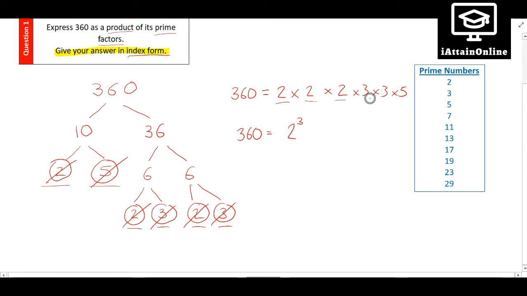And then I've got two threes, so that's going to be 3 squared. And then I've got one 5, which is just 5. You might see this sometimes written as 5 to the power of 1. It's unlikely. When I give you the question generator at the end, I wasn't able to get rid of that 1. So it means the same thing. If you ever see 5 or 5 to the power of 1, it means the same thing. Okay, so we've now expressed 360 as a product of its prime factors. That's our answer.